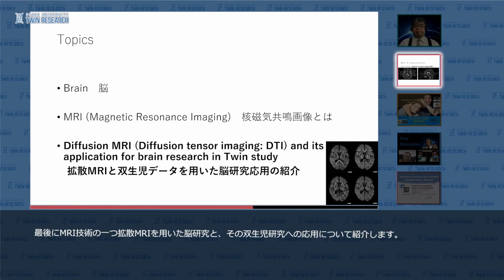This next section is the most important part. I will talk about diffusion MRI, or diffusion tensor imaging (DTI), and its clinical application for brain research in twin study.